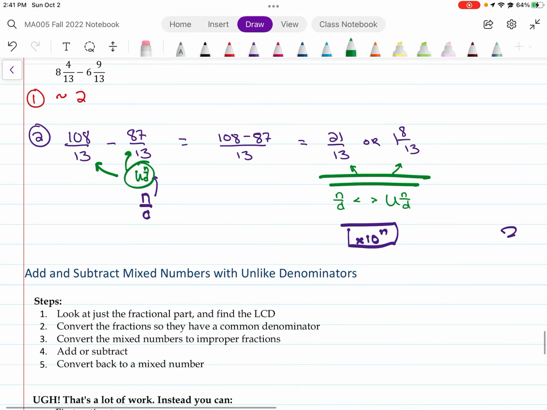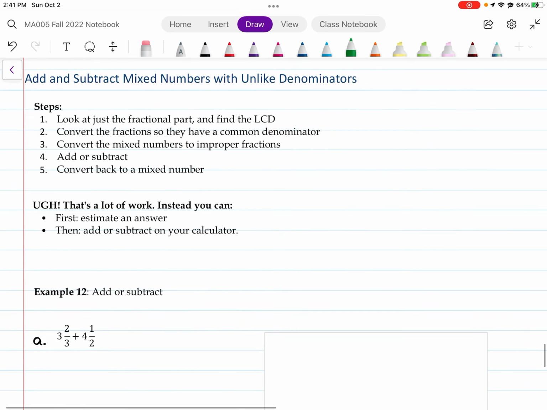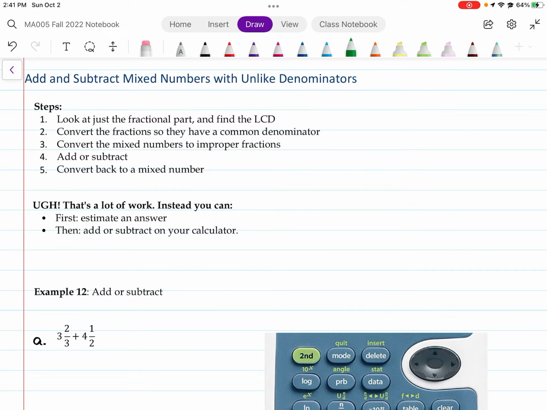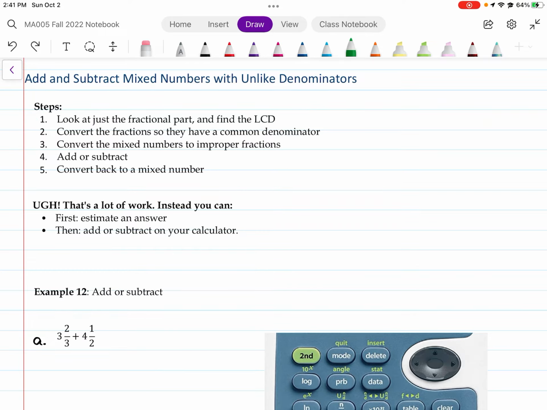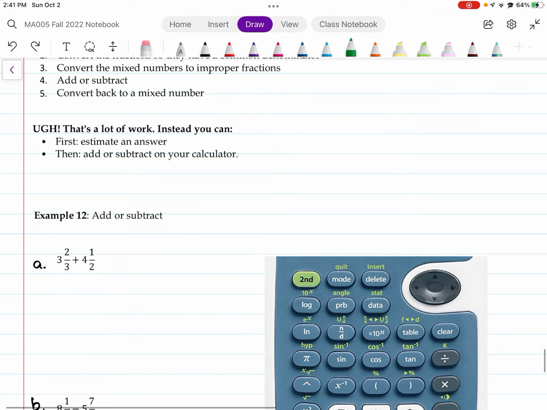All right. So add and subtract mixed numbers with unlike denominators. Oh, here's the steps right here. I'm not even going to read them to you, but man, is it a pain. So now is when you guys get to start just using your calculator. I do want you to first estimate, and then I want you to add or subtract on the calculator. Okay, so estimate first. That's going to be your first step.